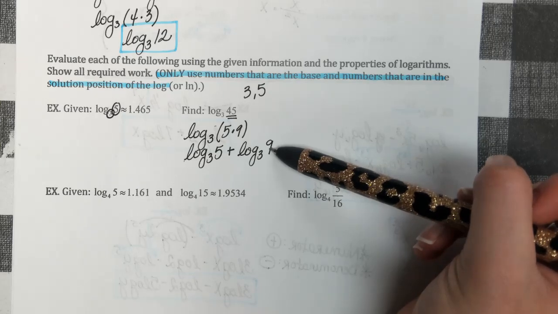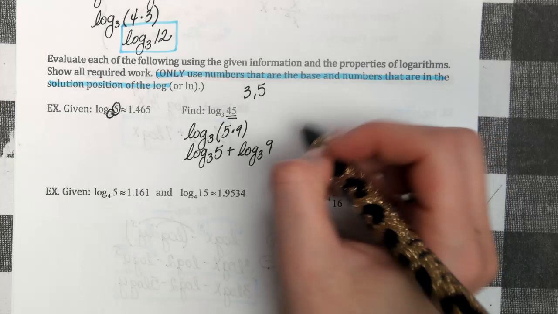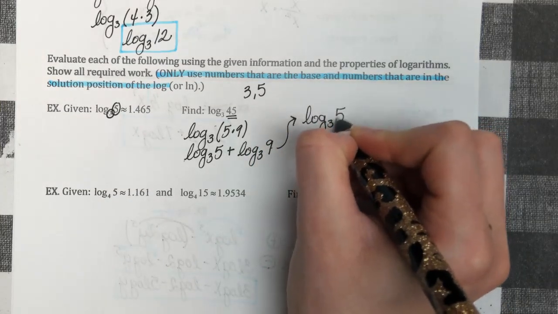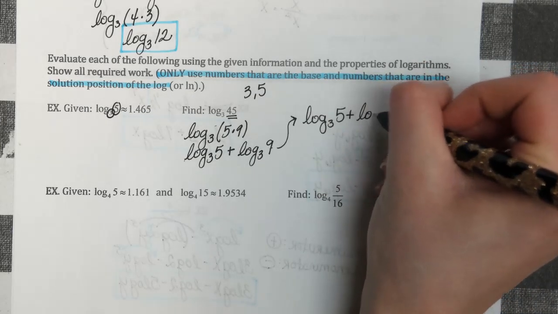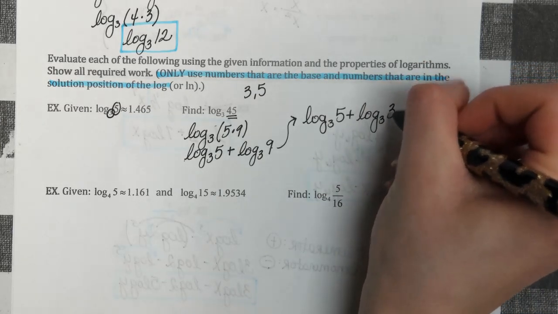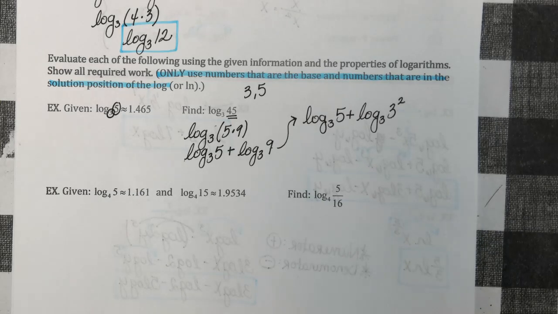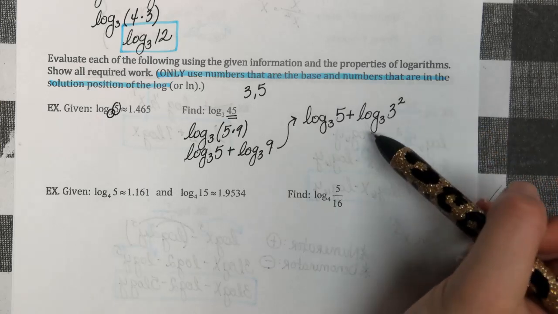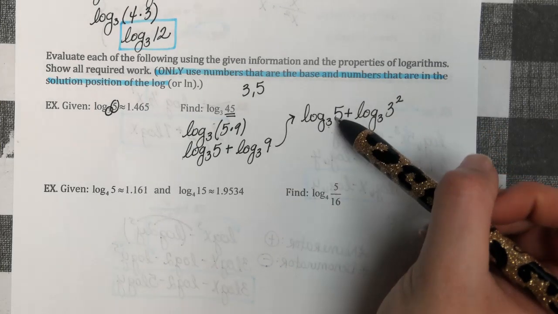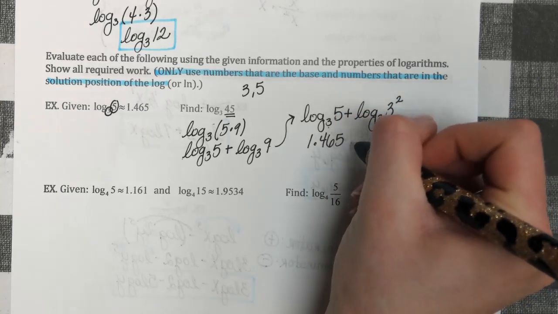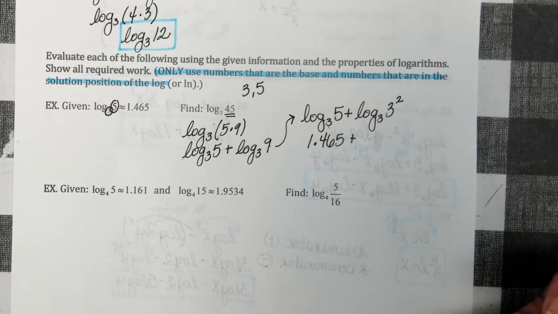3 squared. Okay, so I can make this log base 3 of 5 plus log base 3 of 3 squared. Or you could do another 3 times 3 and split it with a plus. Okay. Now, log base 3 of 5, I can substitute 1.465. But what do I do with log base 3 of 3 squared?